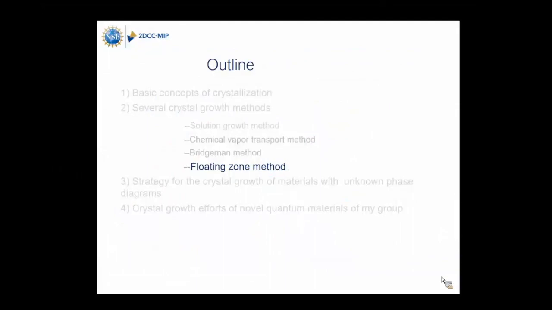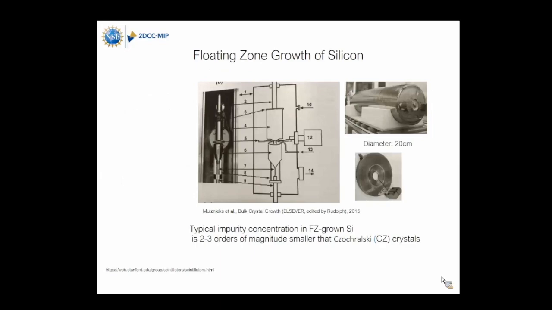So finally, I want to talk about the floating zone growth technique. This technique was designed probably in 1950 for silicon crystal growth. The other major method for silicon growth is the Czochralski method, right? However, this method for growth of silicon has an advantage. That advantage is the impurity concentration in the silicon crystal could be 2 to 3 orders of magnitude smaller than in the CZ-grown crystal.